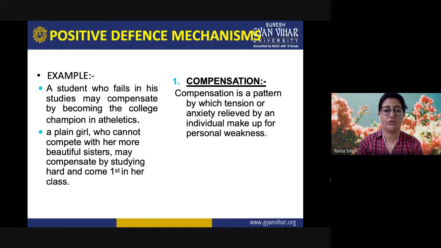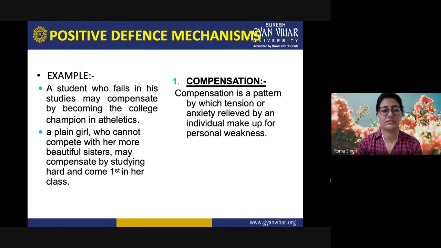He may not get good marks, but he can follow the positive defense mechanisms. Otherwise, he will go into depression. He may not perform in any area, and his nature will become gloomy. So now he can compensate with other things which he is good at, like athletics, and this is how he can compensate.